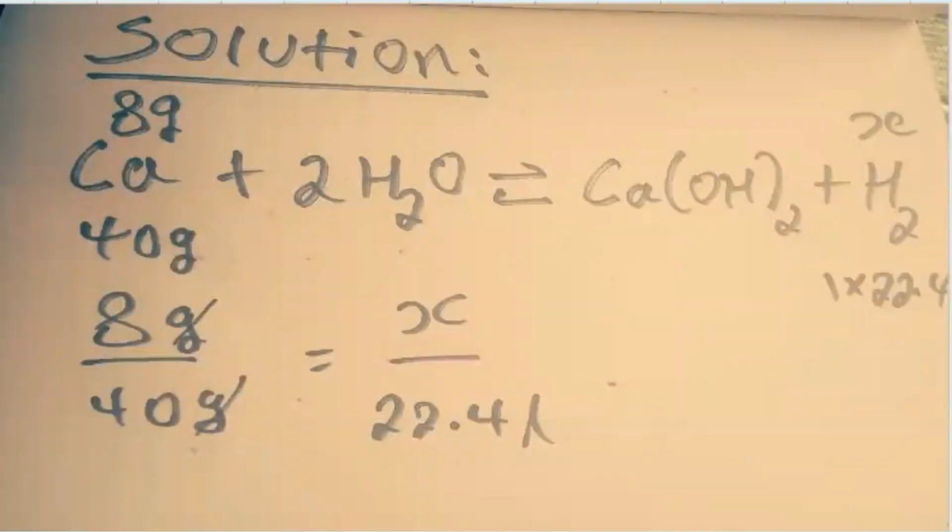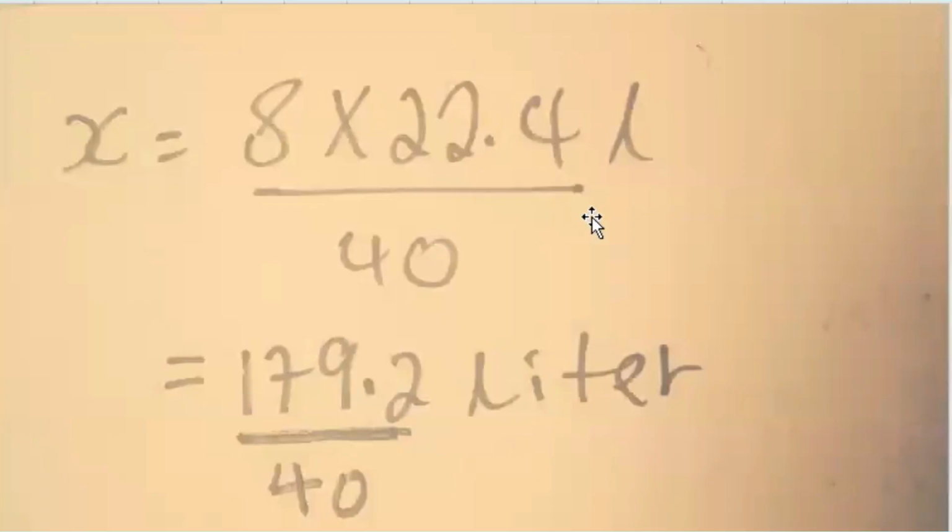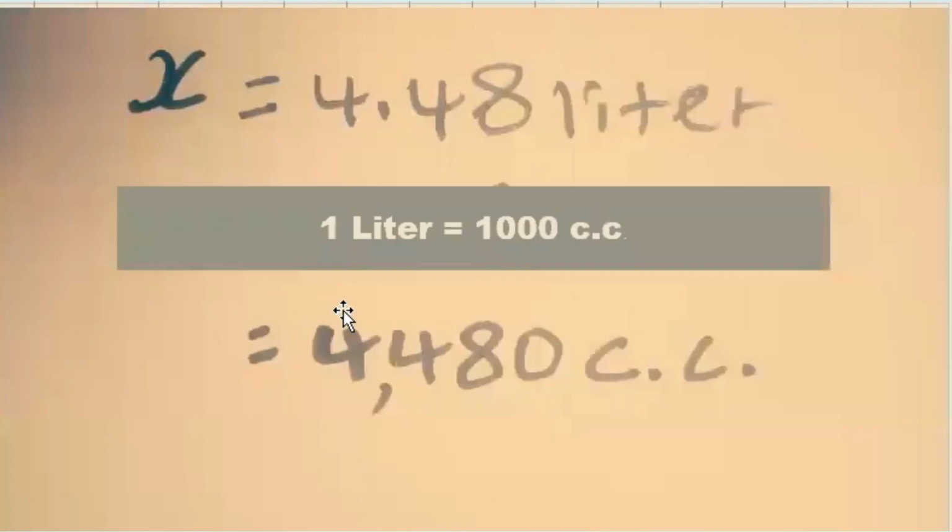You have 8 grams of calcium given, used to produce X liter of hydrogen. Instead of the mass ratio, we use the volume ratio here. 8 gram divided by 40 gram equals X over 22.4 liter. Gram cancels gram, and X equals 8 times 22.4 liter divided by 40, which equals 179.2 divided by 40 liter. This gives 4.48 liter. You are asked to find the volume in centimeter cube.